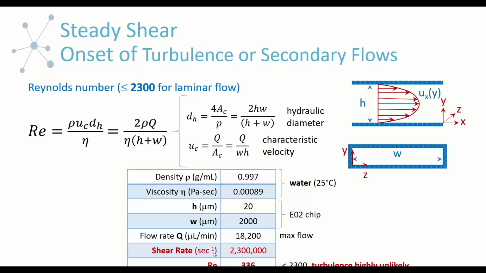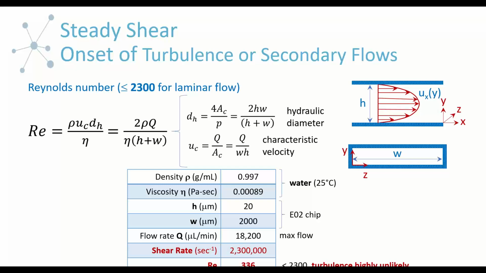This gives us a shear rate of over 2 million. So when we calculate the Reynolds number for this particular situation, we can see that the Reynolds number is slightly more than 300. So we're not going to see turbulence. Turbulence is going to be very unlikely in this particular situation. And in fact, I've never actually had the case where I've seen turbulence in our standard flow channels.